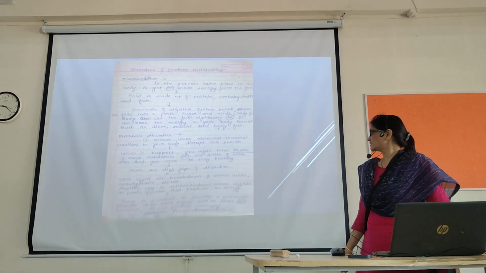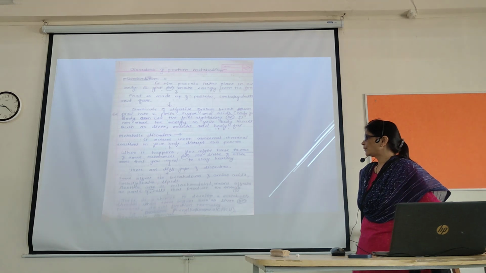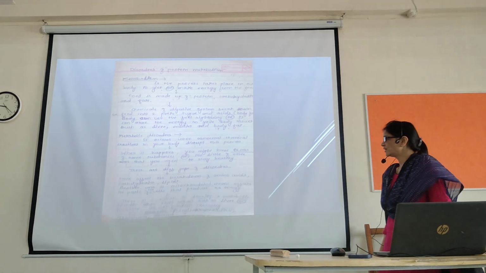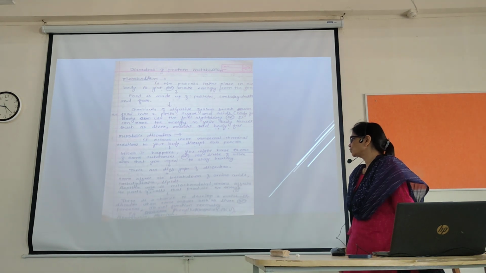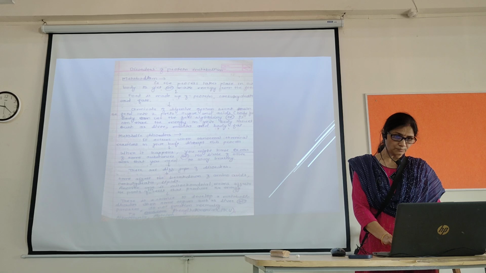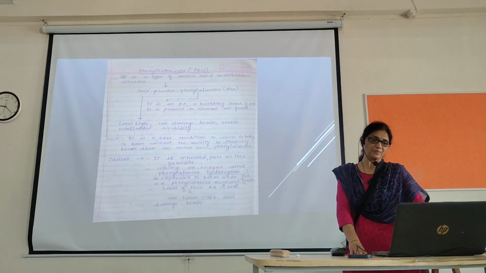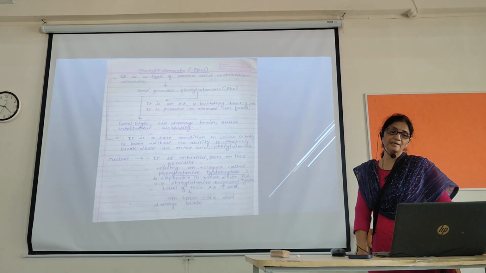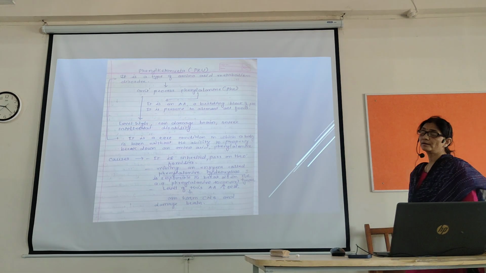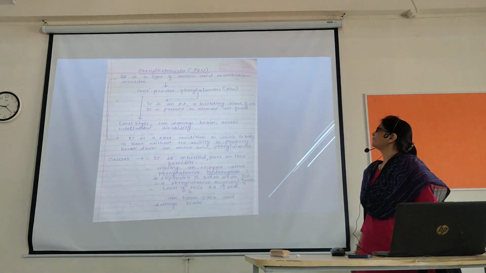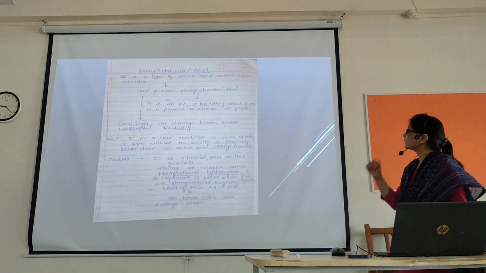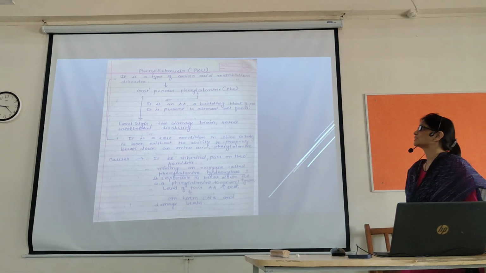There is a chance to develop a metabolic disorder when organs such as the liver or pancreas do not function normally. So let's see what the disorders are. First one is phenylketonuria. It is a type of amino acid metabolism disorder.